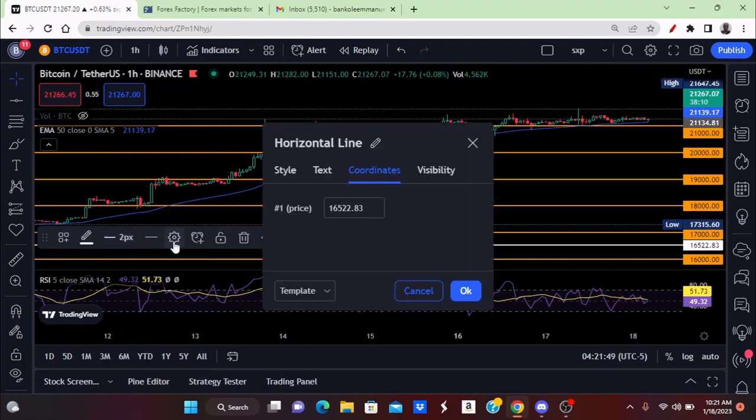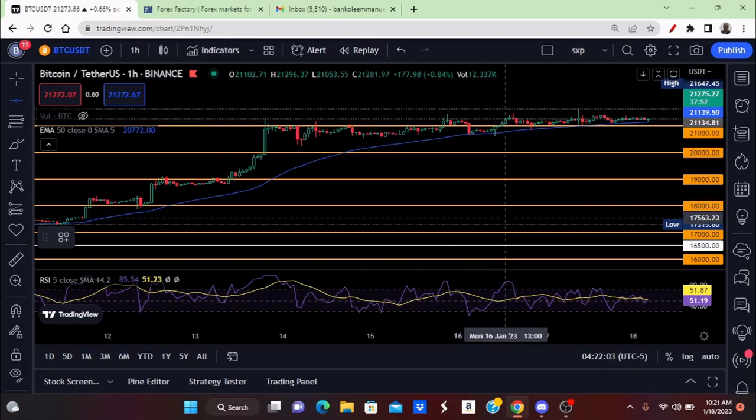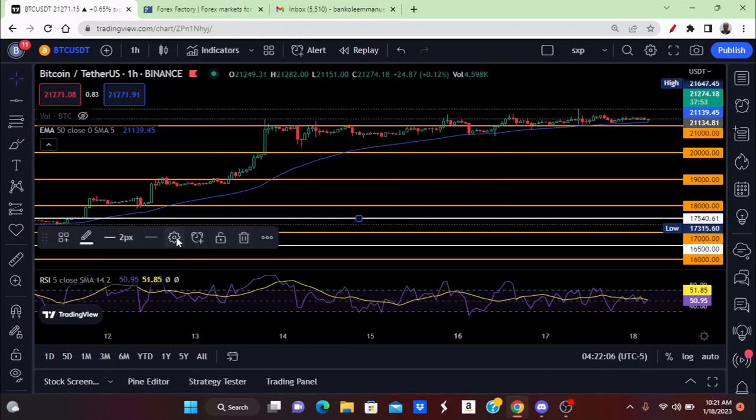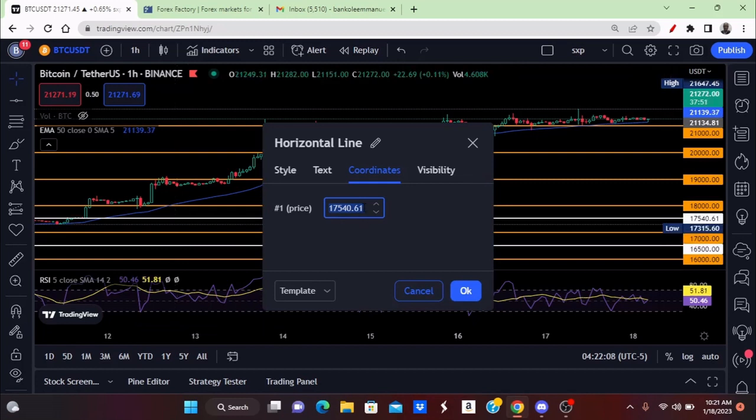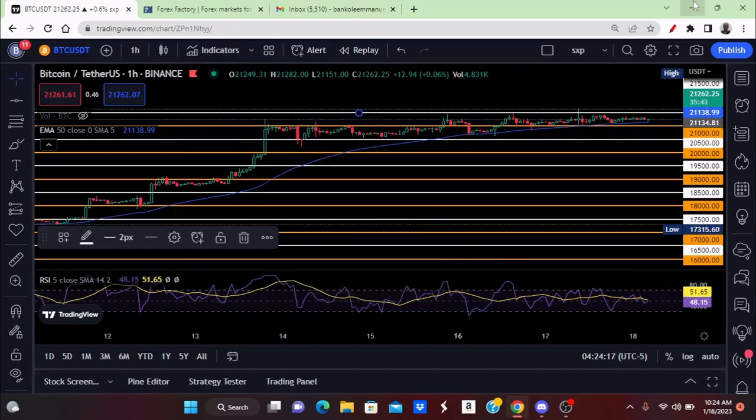So I come to my setting because it's not exactly on 16,500. When I come to my setting, I want to change the coordinates to 16,500 to be precise. So it's going to adjust, and I select this for 17,500. We are going to be doing it for all the levels up to 21,500. So you change this to 17,500. I'm going to fast forward the video so that I draw these levels without wasting time.